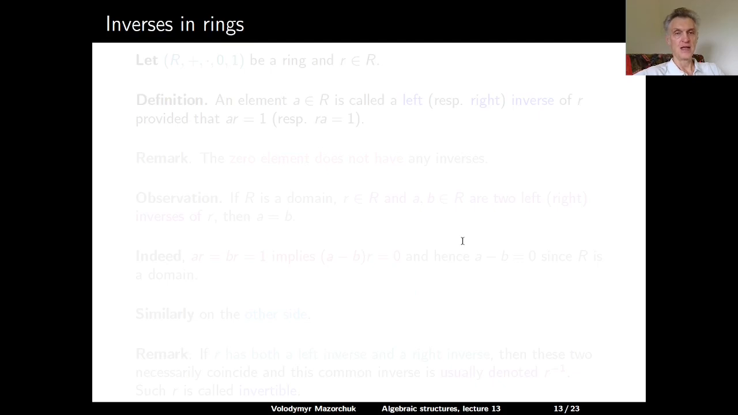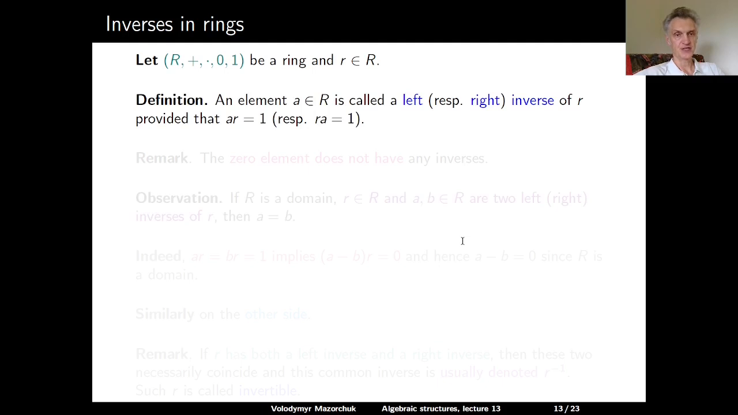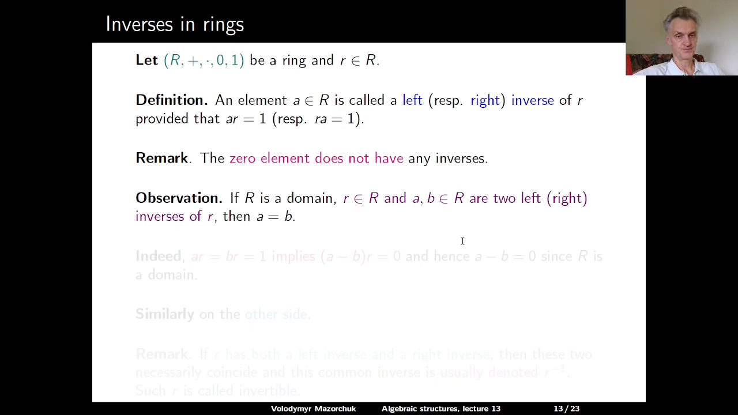Now let us talk about inverses in rings. So let R be a ring and little r an element in this ring. Definition: an element A in R is called the left or right inverse to this element little r, provided that A times r is equal to the identity for the left inverse, respectively r times A is equal to the identity for the right inverse. Remark: the zero element doesn't have any inverses, that's easy to see.